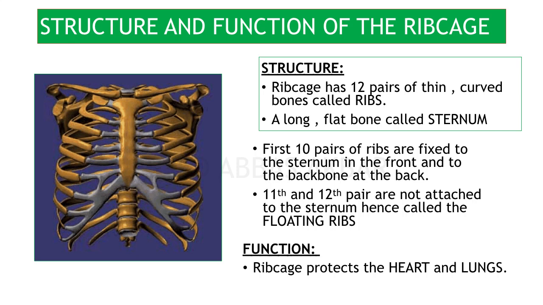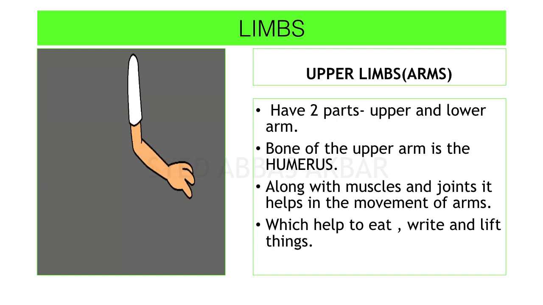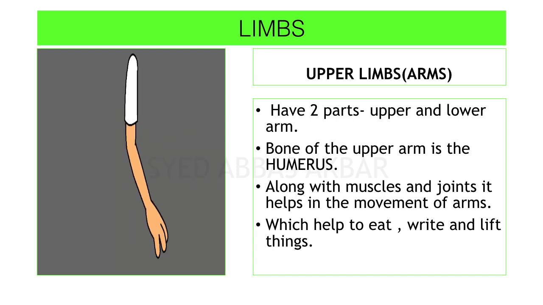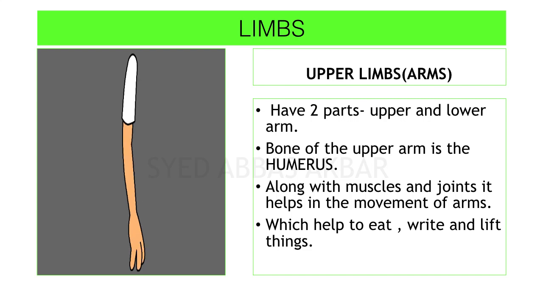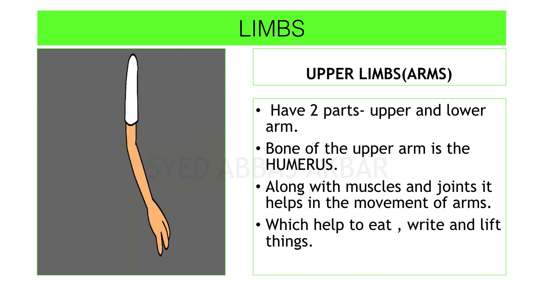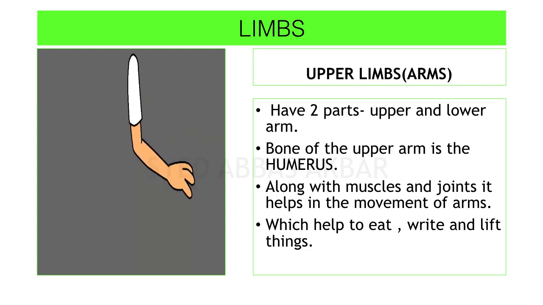Let us now talk about the limbs, of which upper limbs, which are also called arms, have 2 parts, upper and lower arm. Bone of the upper arm is the humerus, along with muscles and joint it helps in the movement of arm, which help to eat and lift things.